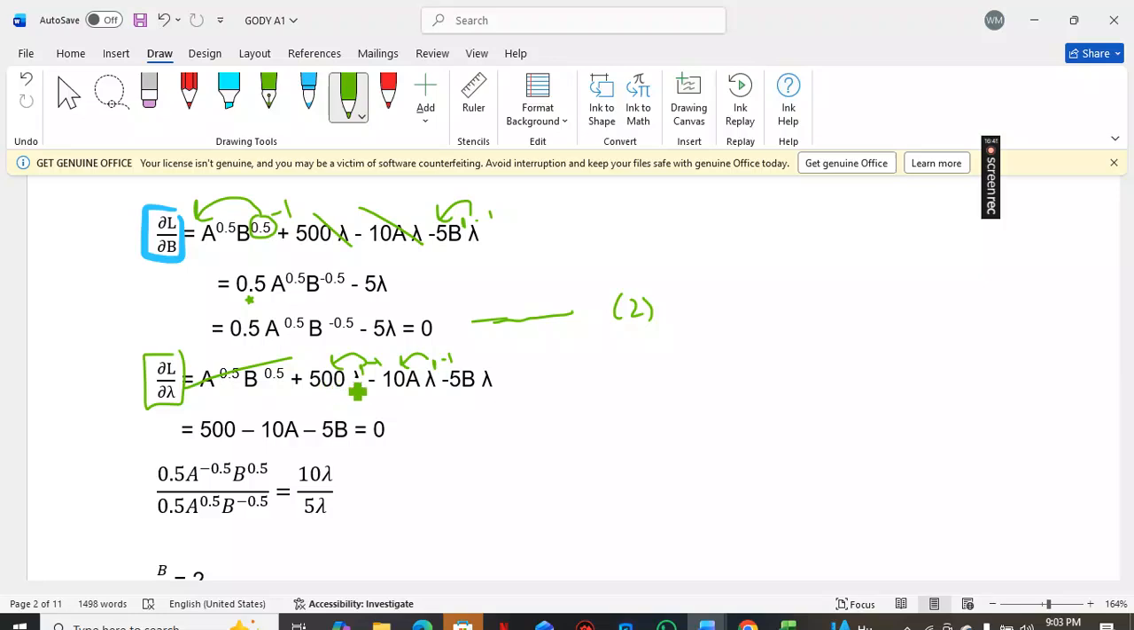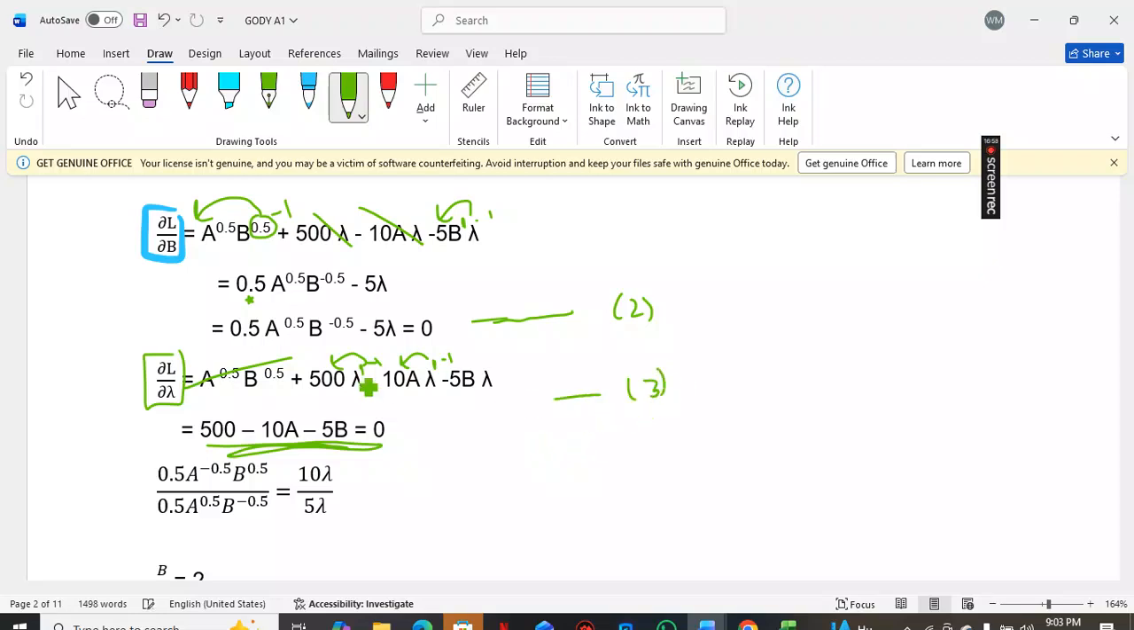Okay, so here the trick is just this. For lambda, just remove the lambda sign and you see you get the original expression we had for our budget constraint. Just remove the lambdas, that's all.